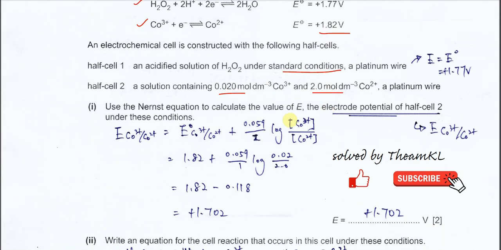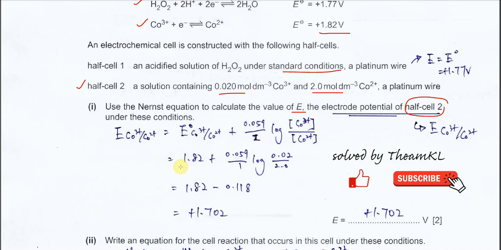So therefore, for part 1, use the Nernst equation to calculate the value of E, the electrode potential, of half cell 2, this one, the second half cell. And of course, you must know how to use the Nernst equation. So E equals E naught plus 0.059 over Z, where Z is the number of electrons transferred, times log of the concentration of oxidized species over reduced species. This is the Nernst equation that you must use.